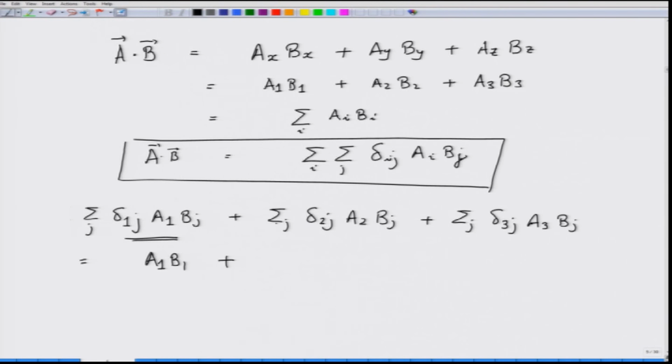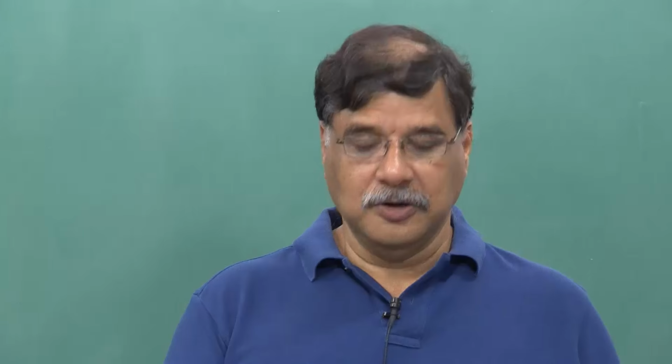Similarly, in the second term, when j is 1, delta 2 1 is 0. When j is 2, delta 2 2 is 1, so I get A 2 B 2, plus in the last term similarly I get A 3 B 3. So, you can see this is a very compact way of writing a dot product.